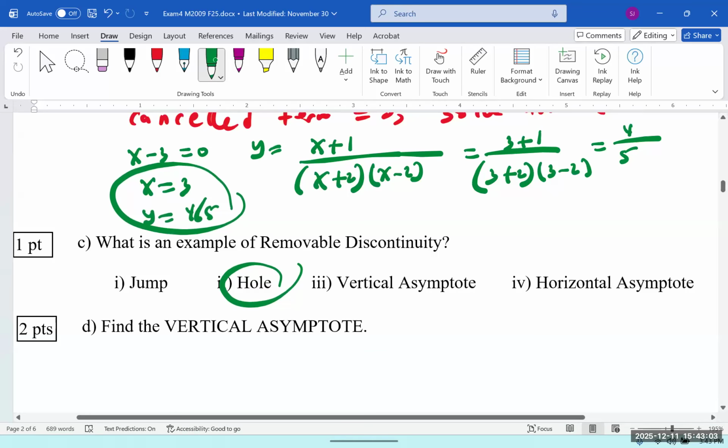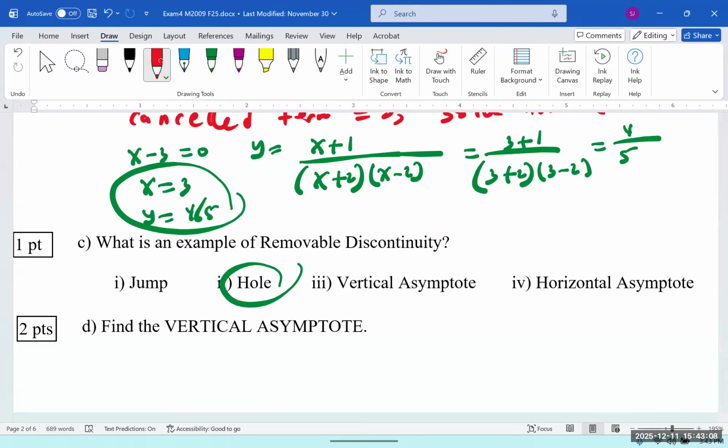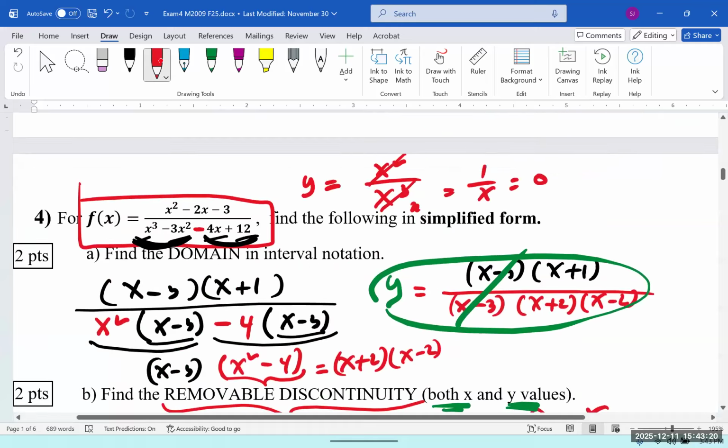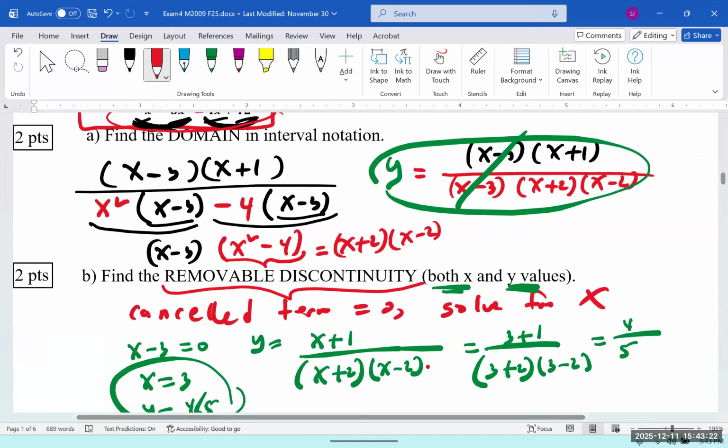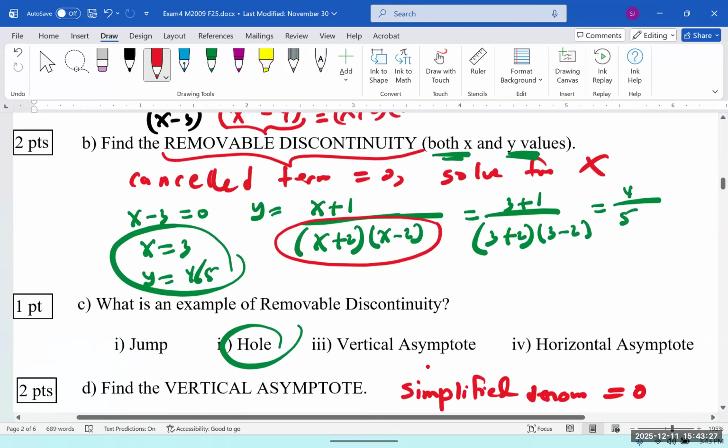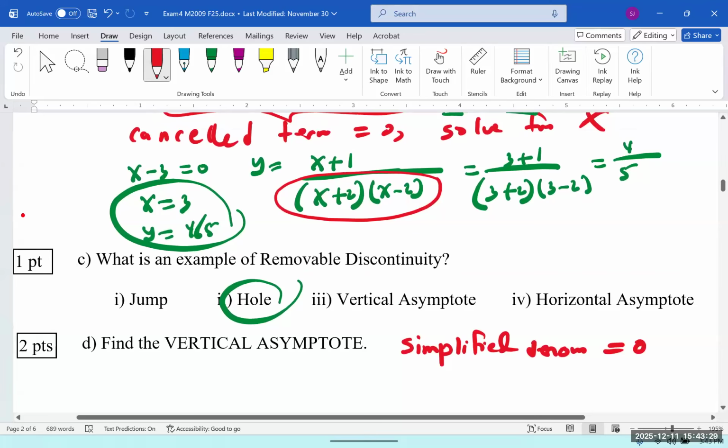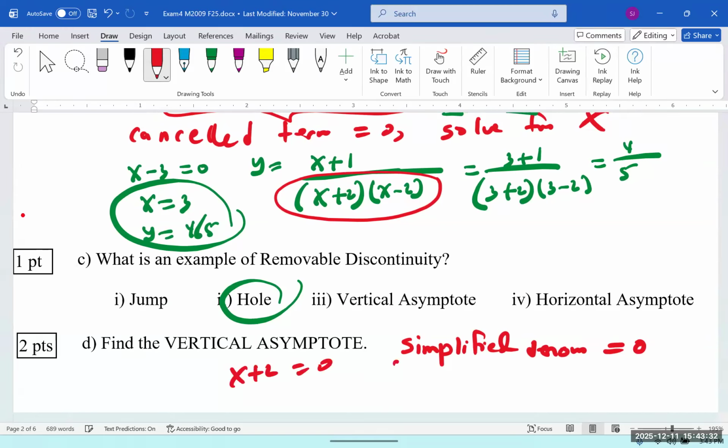For a vertical asymptote, how do you find it? Not only the denominator, but the simplified denominator equals 0. Because we have two types of denominator: the original denominator and the simplified denominator. Which one gives us the vertical asymptote? The simplified one. So we have x plus 2 and x minus 2. We set them equal to 0 and solve for x.